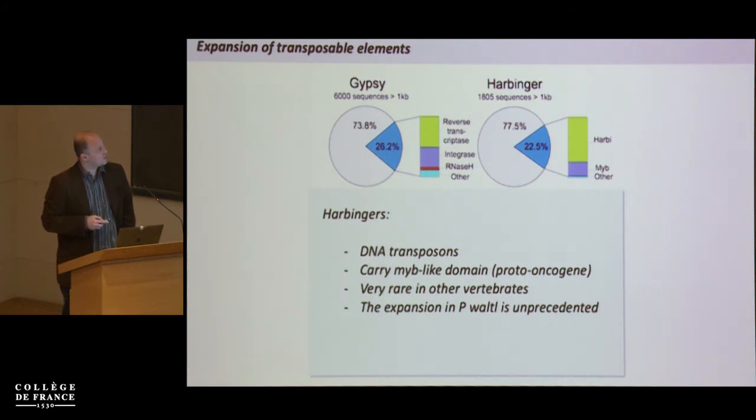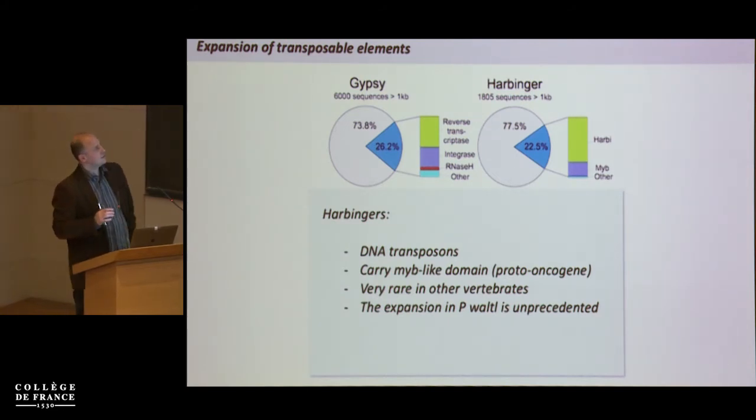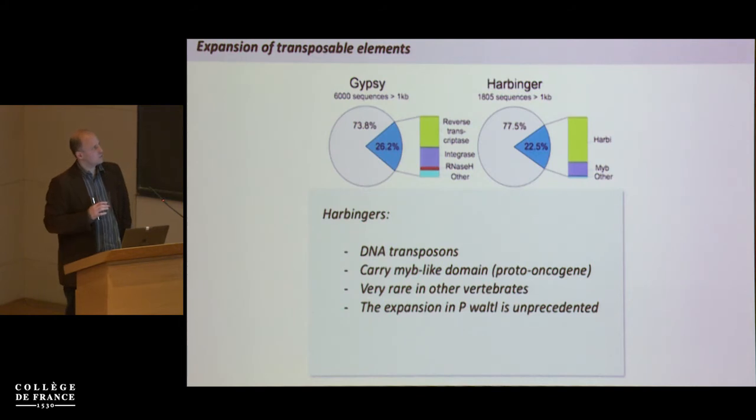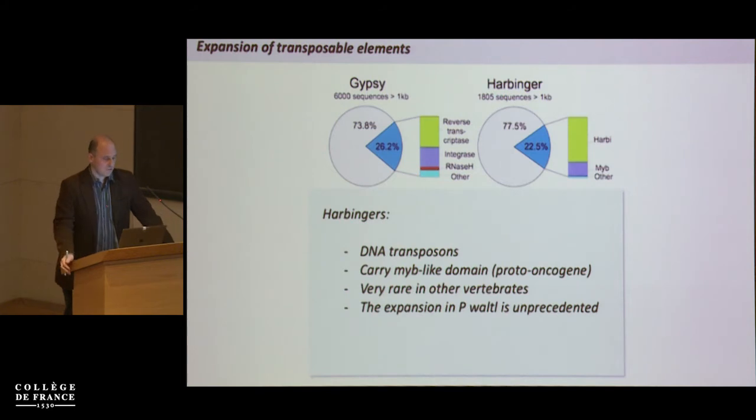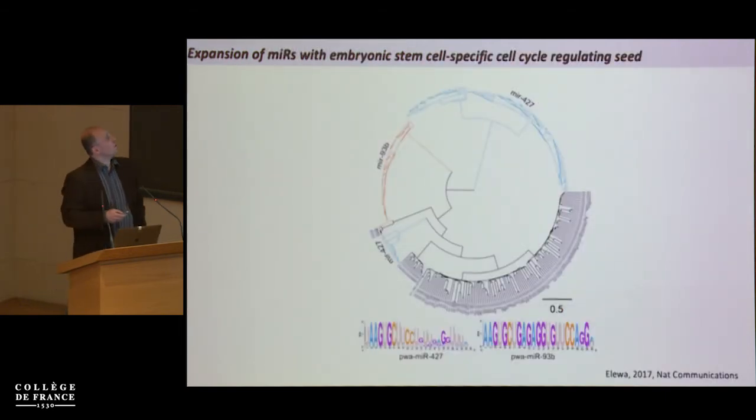Now, the harbingers are very interesting because they are very rare in other vertebrates, and the expansion in Pleurodeles waltl is unprecedented. And the harbingers are also distinct from other transposable elements in that they carry a MYB-like gene, a proto-oncogene that acts as a transcription factor.